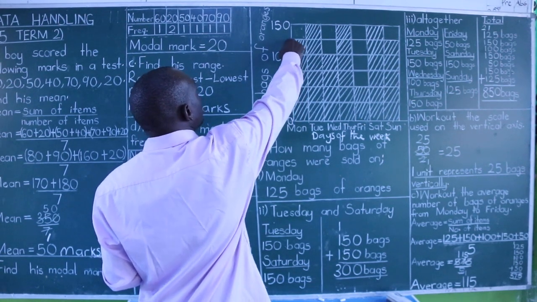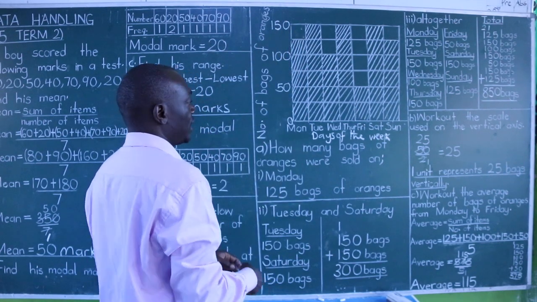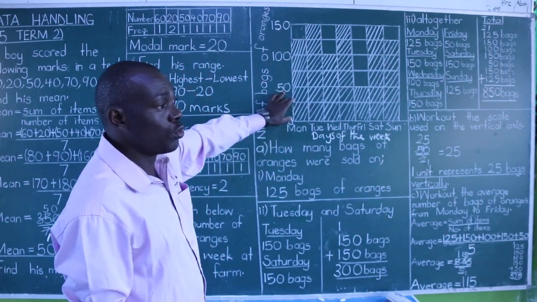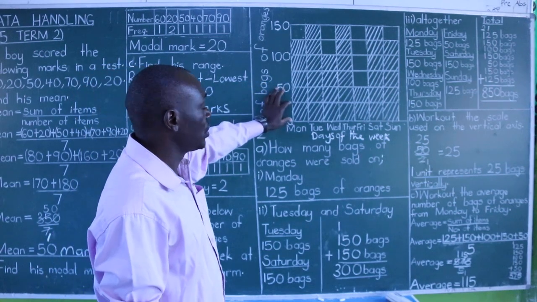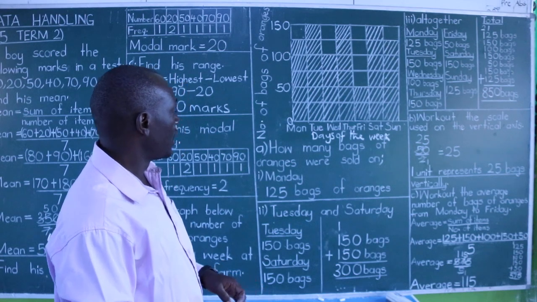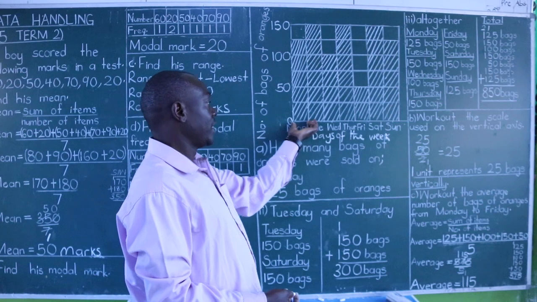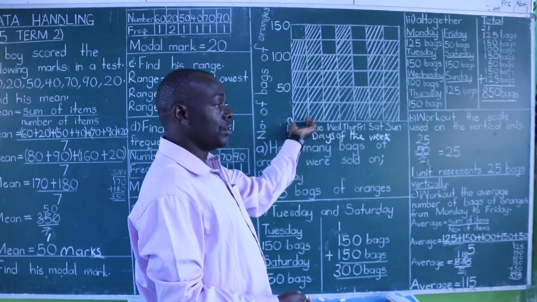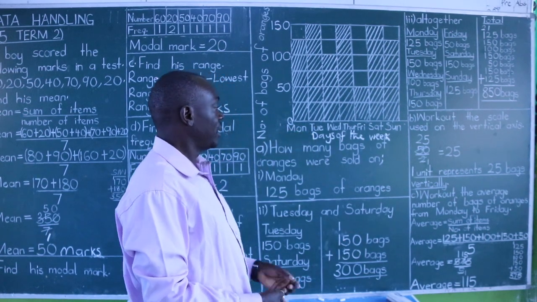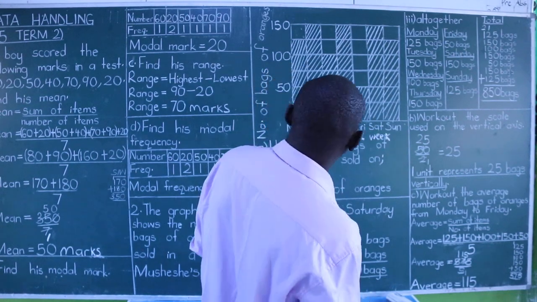100 plus 25 you get 125. 125 plus 25 you get 150. Indeed, it is 25. That one square or one unit represents 25 bags of oranges. And then you get to know here it is a day. Every unit or every square represents a day. Monday, Tuesday, Wednesday, Thursday, Friday, Saturday, and then Sunday.